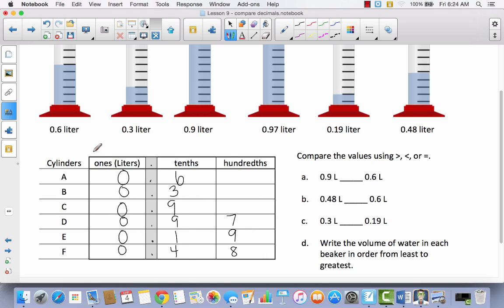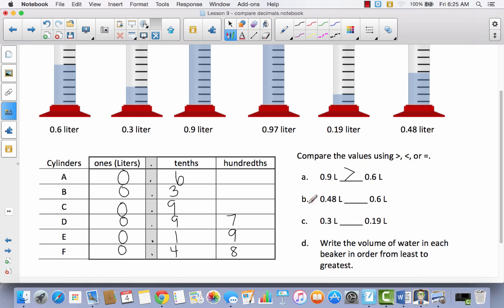This really helps us to compare because the ones place isn't going to help us because none of these volumes have a whole liter. They're all tenths and hundredths. So if I'm going to compare, like in A, 9 tenths to 6 hundredths. So I've got 9 tenths and 6 hundredths. So which one is going to be greater? Well, C is going to be greater. So 9 tenths is more than 6 tenths. Now I want you to pause the video and I want you to try to do B, C, and D all by yourself. And then I want you to come back. If you get stuck, press play and I will walk you through it.